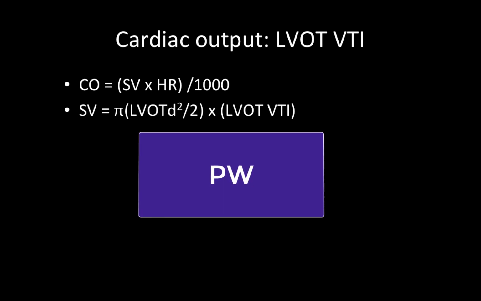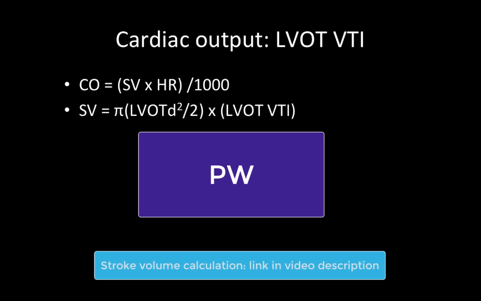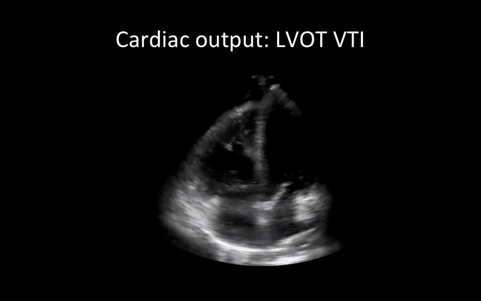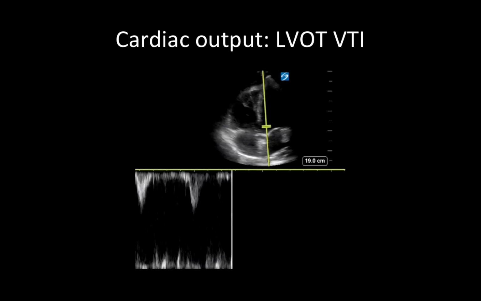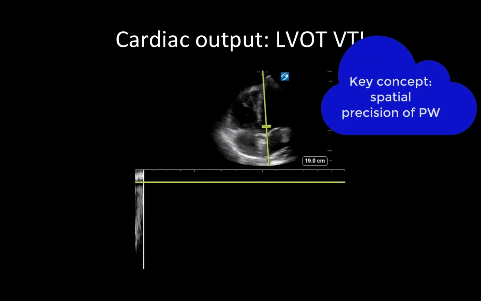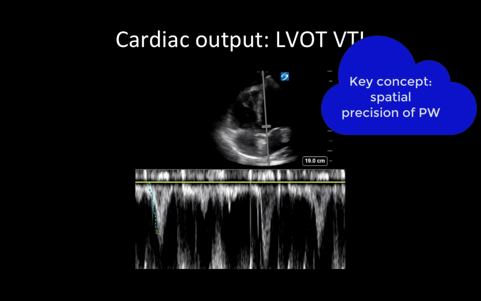Next, let's look at the example of determining stroke volume using LVOT VTI measurements. Again, for a full tutorial on stroke volume calculations, please see the screencast on the Western Sono site, which is linked in the video description. To calculate the VTI at the LVOT, we must use pulse wave Doppler because it's important that we're evaluating the blood flow specifically in the LVOT and not anywhere else along that line.